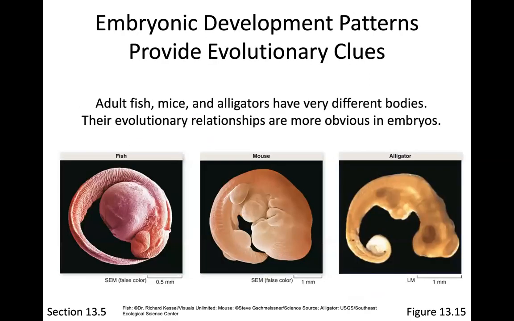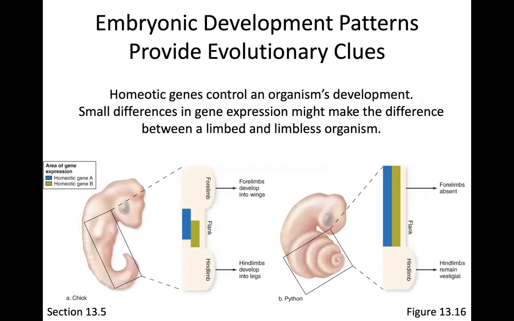Also, embryonic development patterns provide evolutionary clues as well. If you look at an adult fish, mouse, and alligator, they have very different bodies. However, their evolutionary relationships are more obvious during embryonic development. As you can see here, the embryonic development of a fish versus a mouse versus an alligator looks very similar. Homeotic genes control an organism's development. Small differences in gene expression might make the difference between a limbed and a limbless organism. So on the genetic side of things, it might not actually be that huge a change, but what you ultimately see as the final result is a huge change.